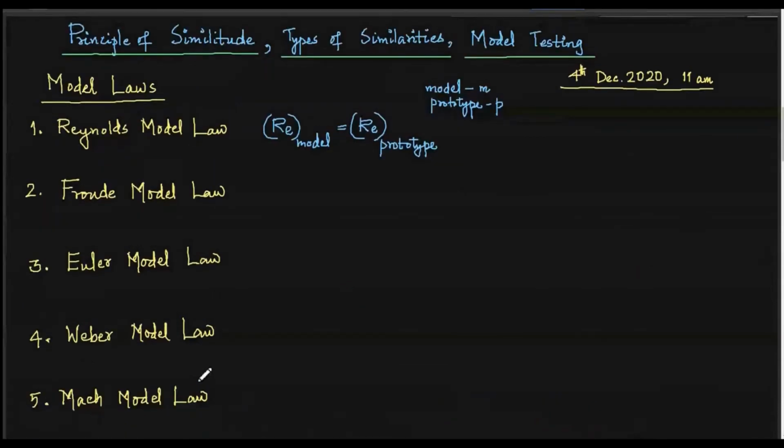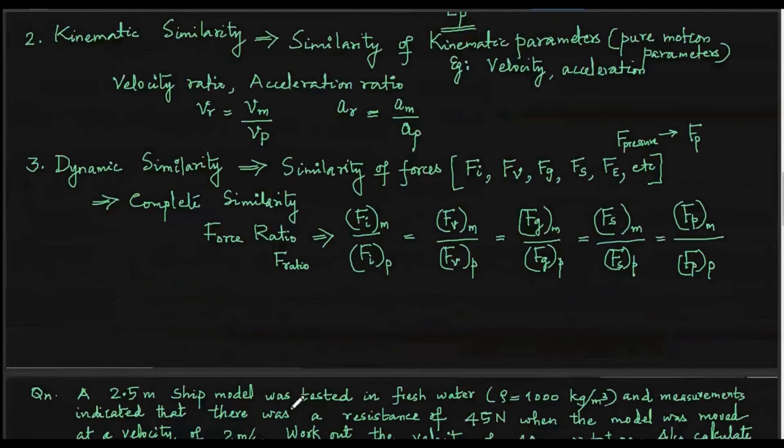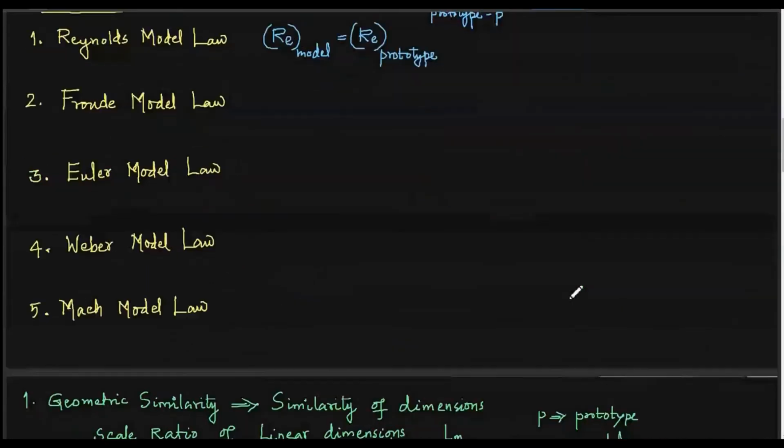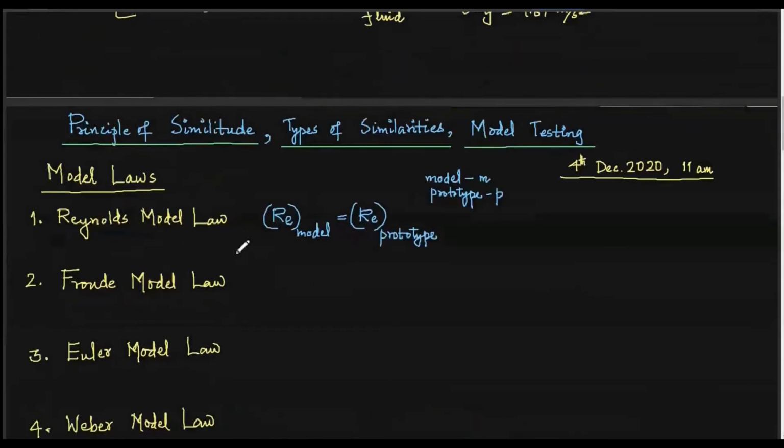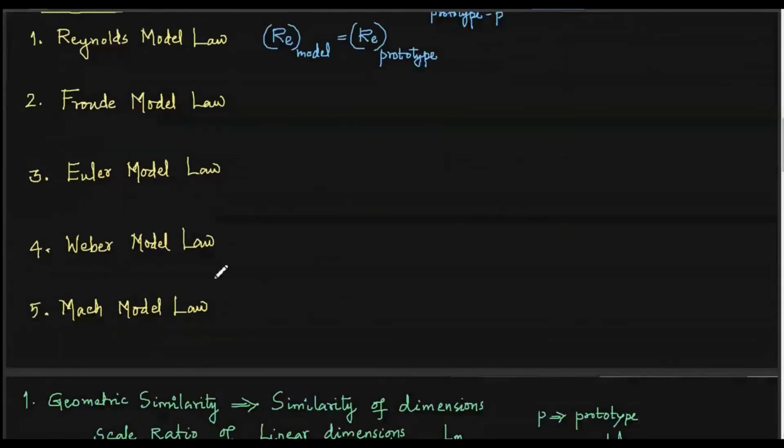Okay, so now we have certain model laws available. It's a very simple topic, because you can easily understand once you know what Reynolds number, Froude number, Euler number, Weber number, and Mach number are. The first is the Reynolds model law. These are the laws to be satisfied between the model and the prototype if they are dynamically similar. If the model is dynamically similar to the prototype, the force ratios will be identical. So they will satisfy these laws: Reynolds model law, Froude model law, Euler model law, Weber model law, and Mach model law.